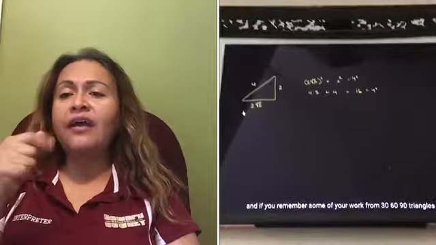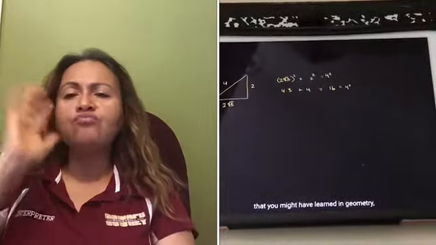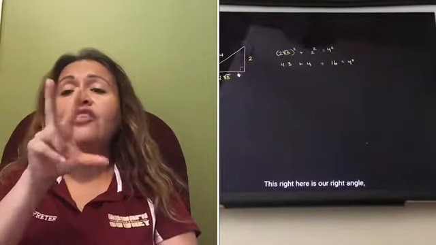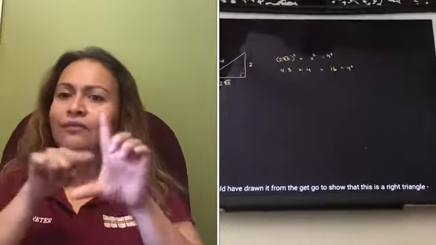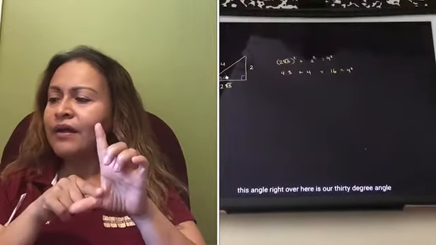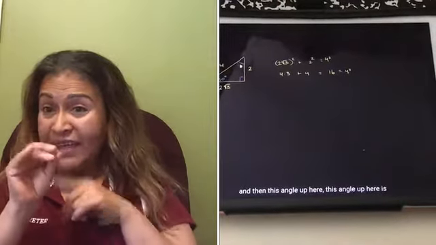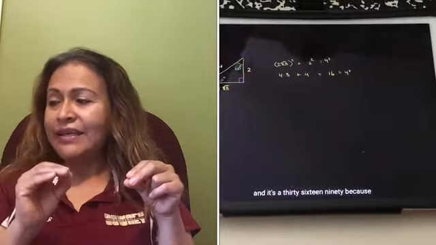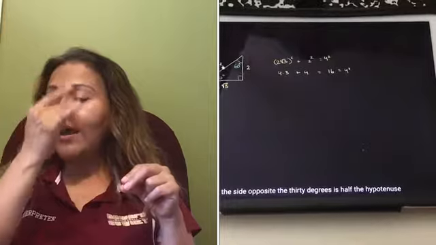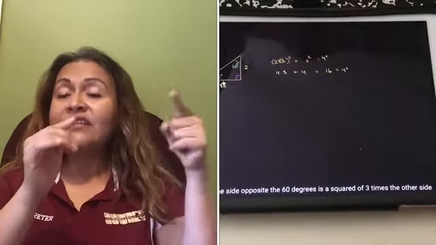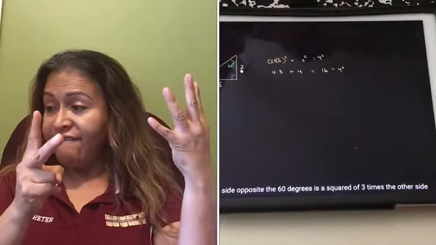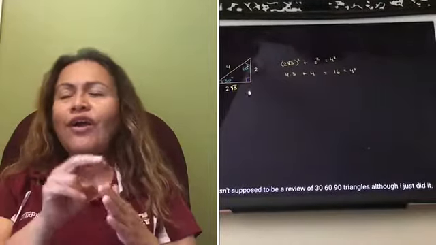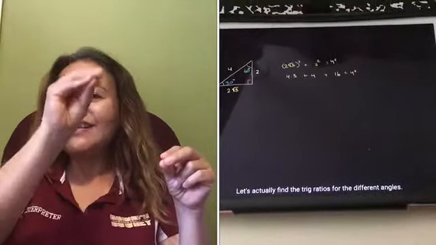And if you remember some of your work from 30, 60, 90 triangles that you might have learned in geometry, you might recognize that this is a 30, 60, 90 triangle. This right here is our right angle. I should have drawn it from the get-go to show that this is a right triangle. This angle right over here is our 30-degree angle, and then this angle up here is a 60-degree angle. And it's a 30, 60, 90 because the side opposite the 30 degrees is half the hypotenuse, and the side opposite the 60 degrees is a square root of 3 times the other side that's not the hypotenuse. So with that said, this isn't supposed to be a review of 30, 60, 90 triangles, although I just did it. Let's actually find the trig ratios for the different angles.